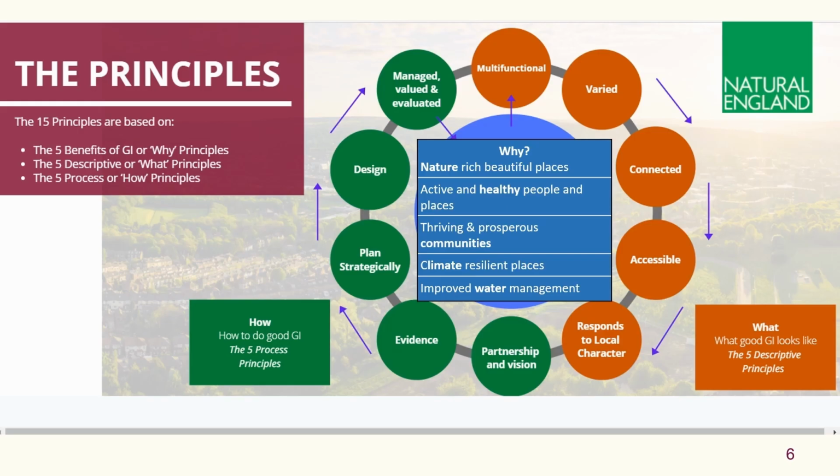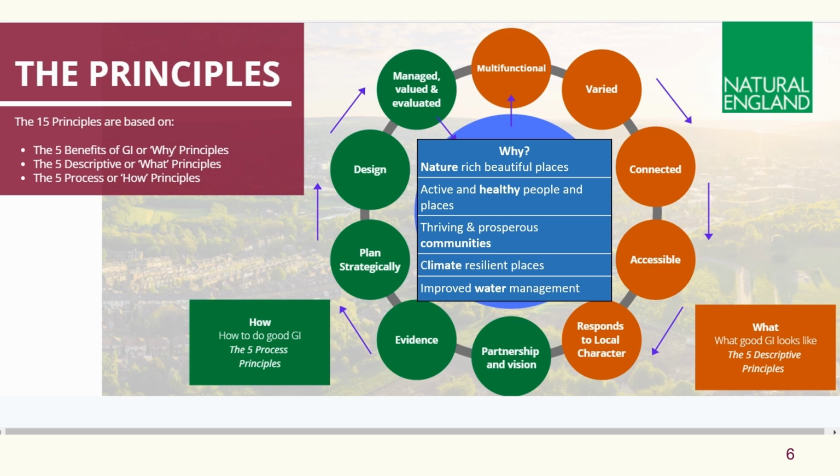So focusing in on the GI principles. There are 15 and they underpin the whole GI framework. They set out the why, the what and the how of good GI. So in the centre we've got the 5 why principles. These explain why we do GI in terms of the benefits and outcomes that it can deliver. So places that are nature rich and beautiful, active and healthy, thriving and prospering, climate resilient, and that have improved water management.